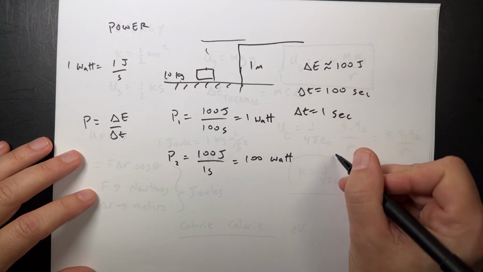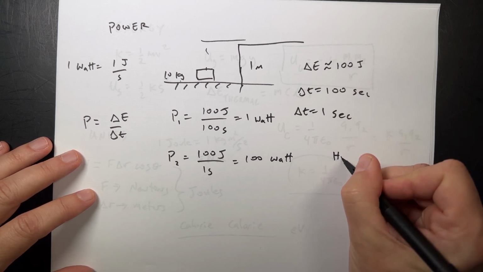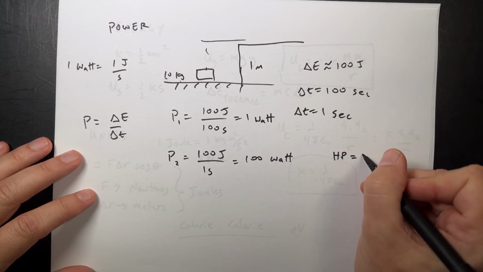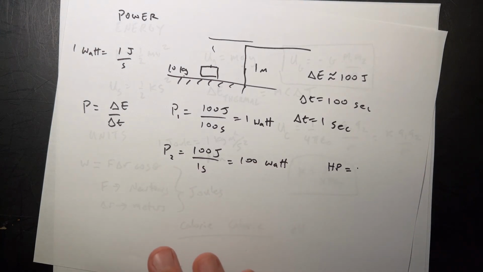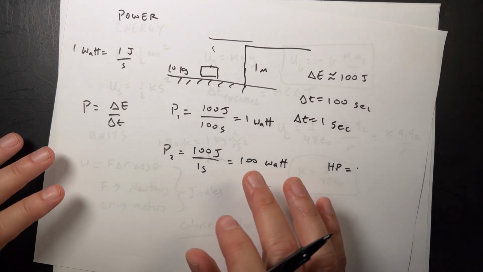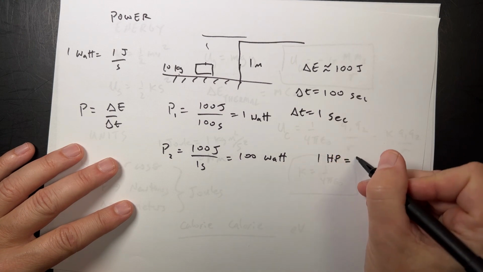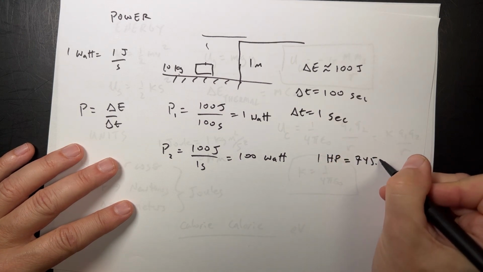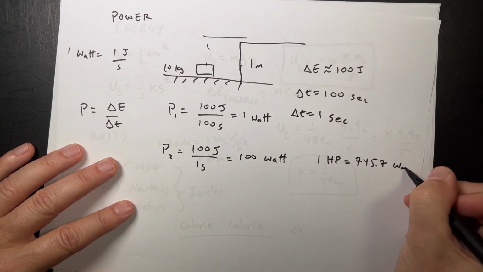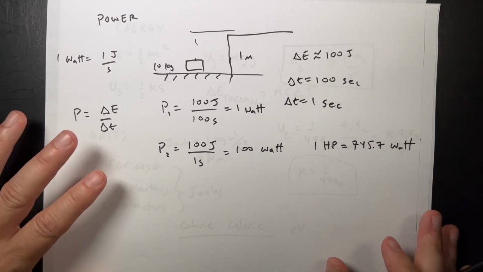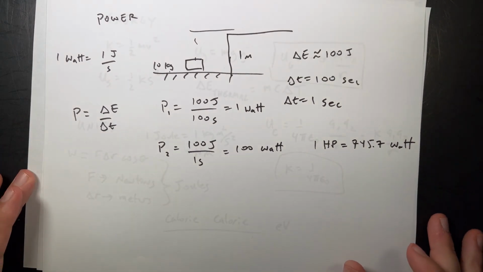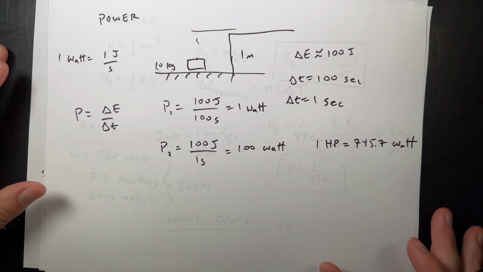There are other units of power. There's the horsepower, which is, what is this? Is it 1 horsepower in joules? I forgot. 1 HP in watts. It is 746. 1 horsepower is equal to 745.7 watts.